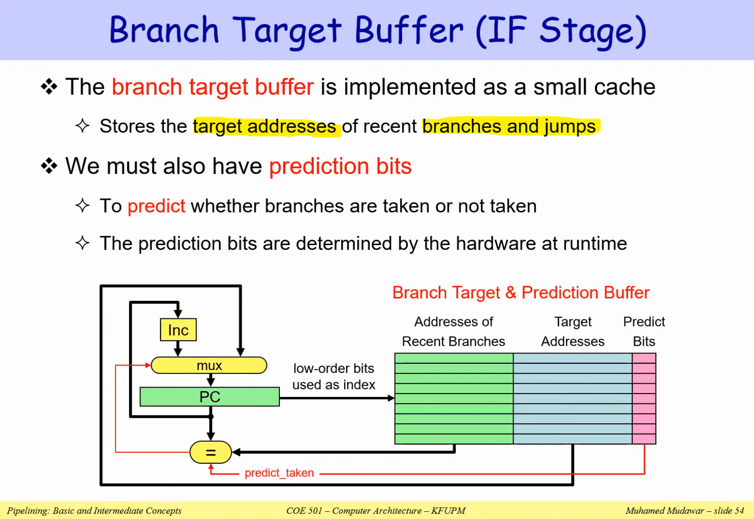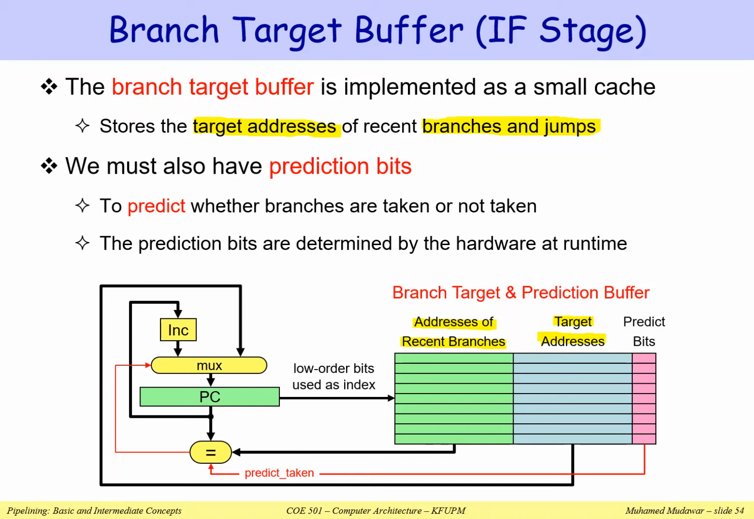So we are storing the addresses of recent branch instructions. Only the addresses of the branch and the jump instructions are stored inside this buffer, which is a small table, as well as the target addresses. Every time we encounter a jump or a branch instruction in the program, we store the address of the jump or the branch inside this buffer. We also store the address of the target of the jump, where I would like to jump, the target address of the jump or the branch instruction, inside this buffer.